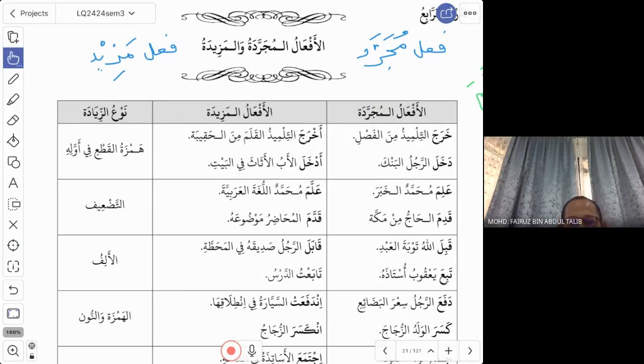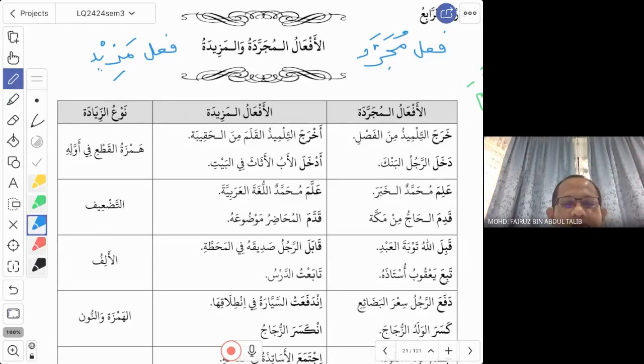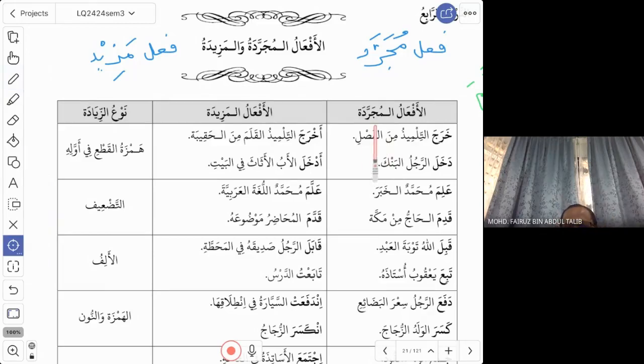So fi'l, al-fi'l, can be divided into these two groups. First is fi'l mujarrad, where you don't have any additional letters. Let me explain. What do we mean by additional letters? Let us look at the first group of al-af'al al-mujarrada, or fi'l mujarrad.